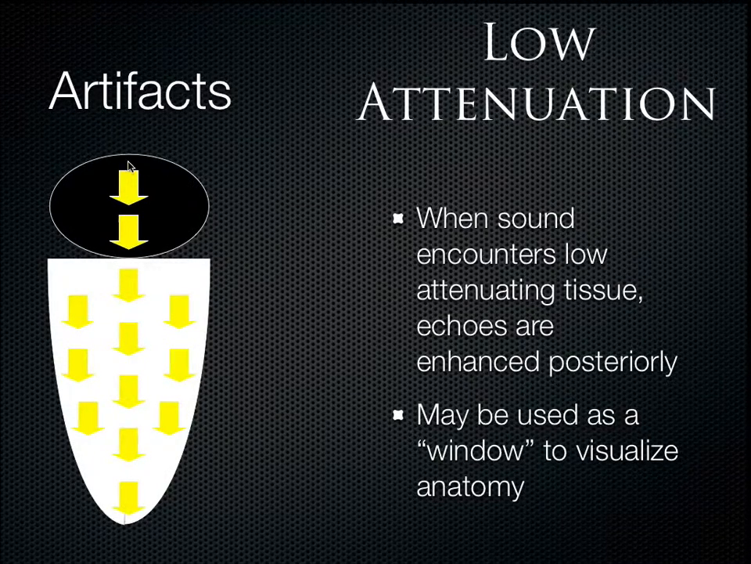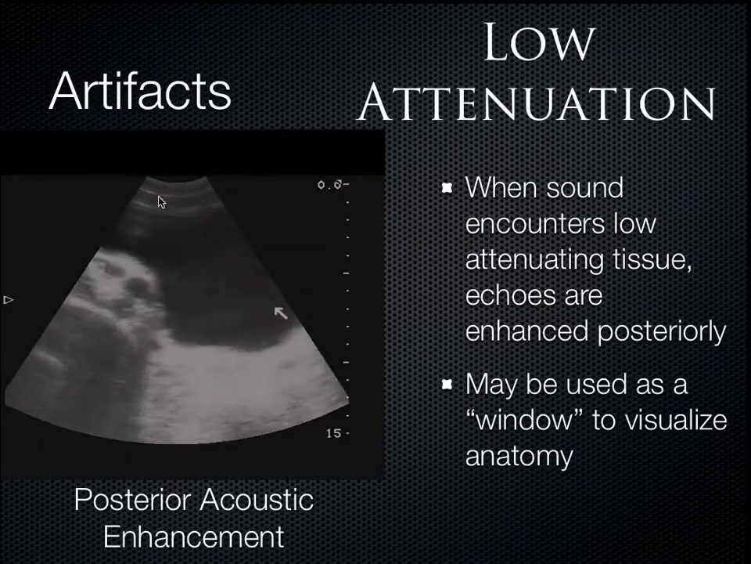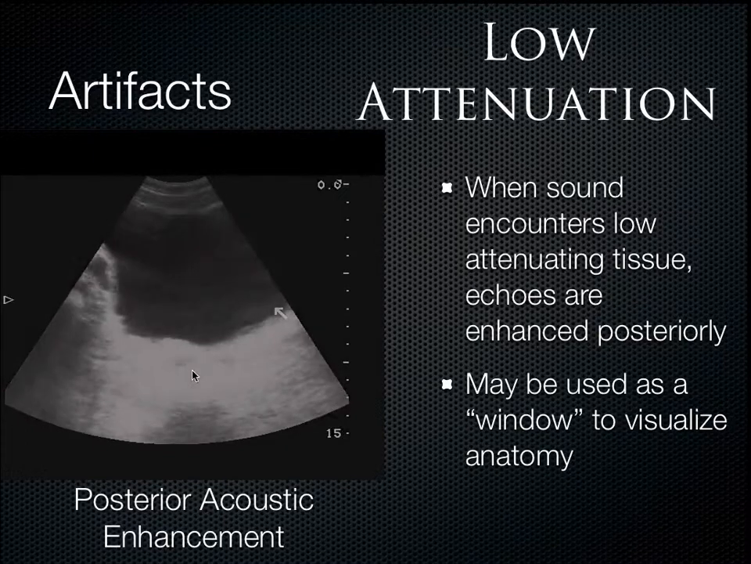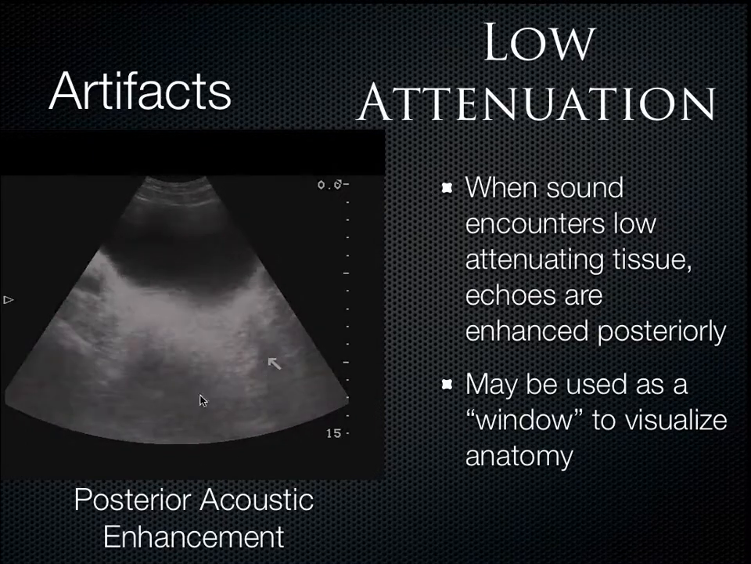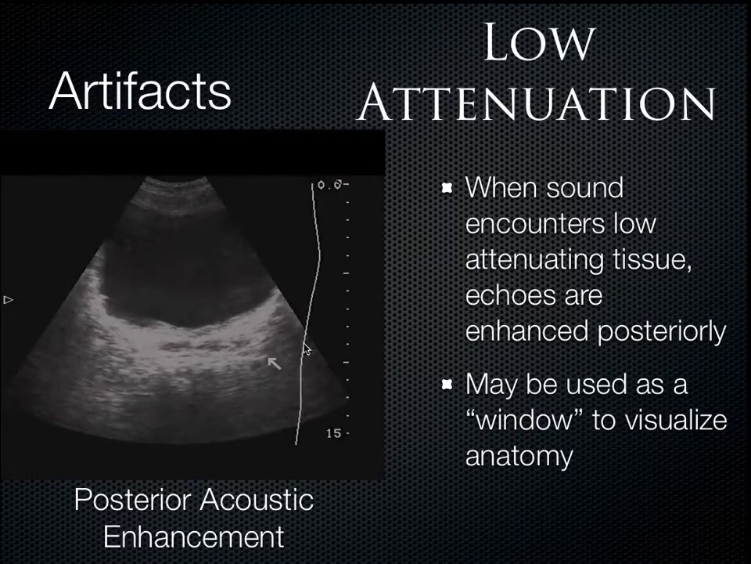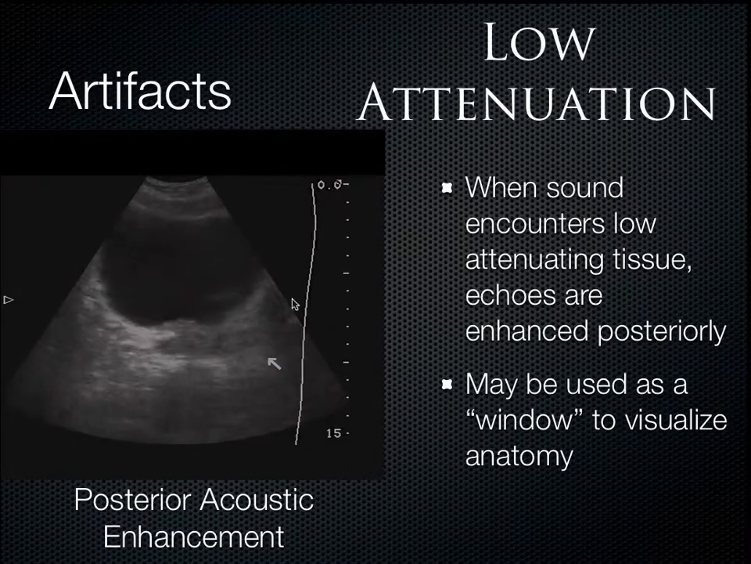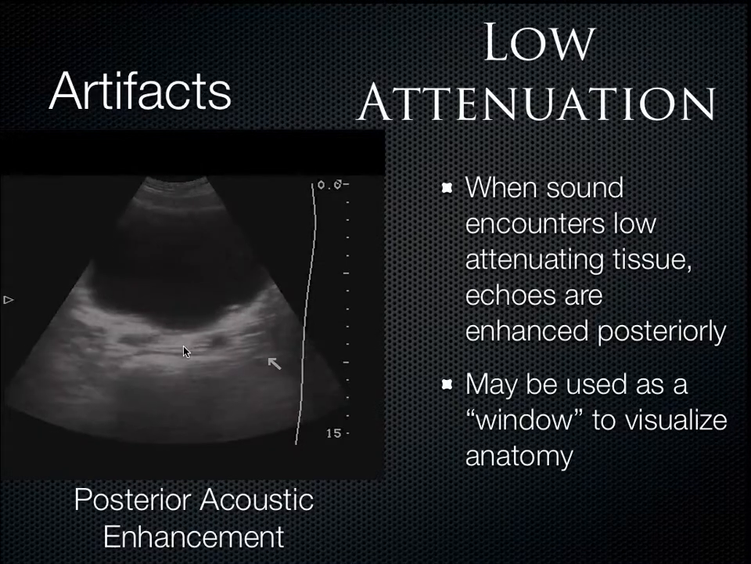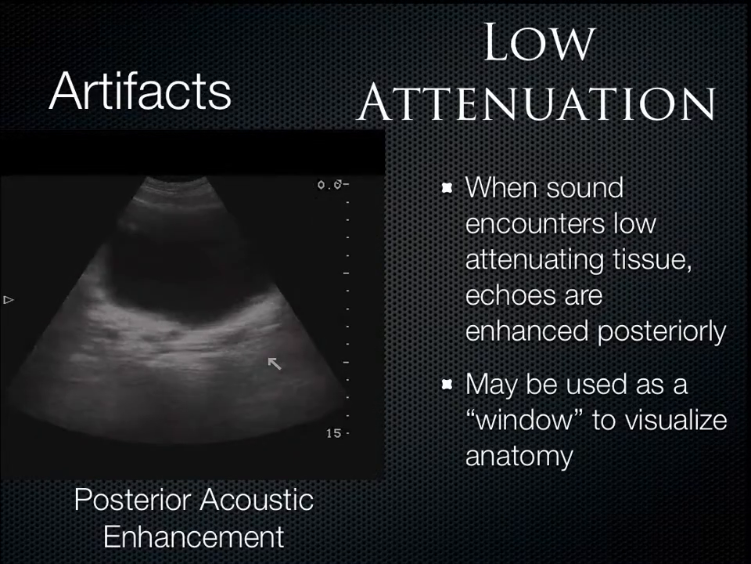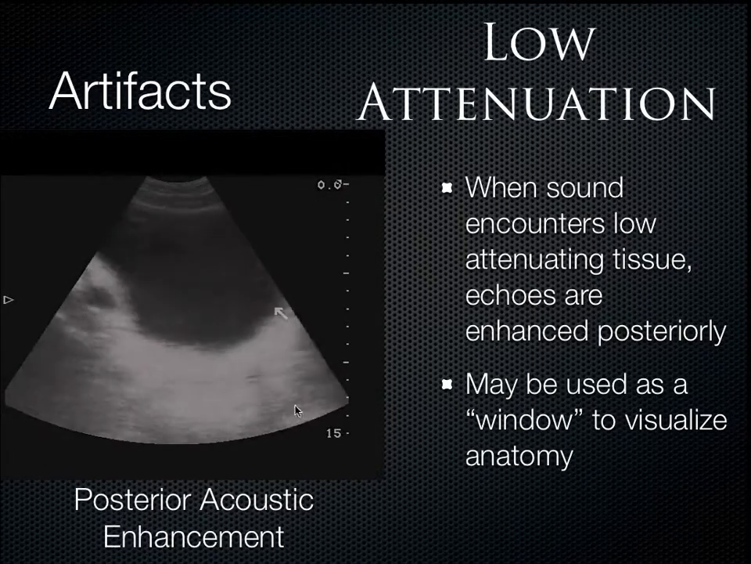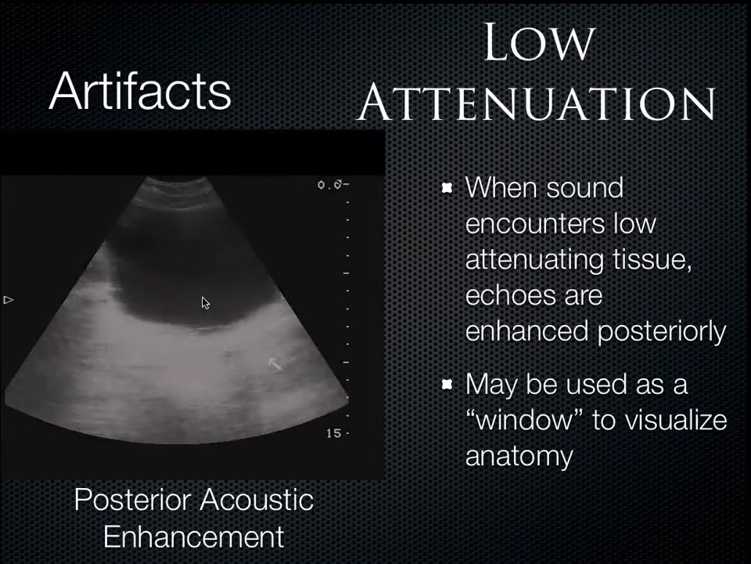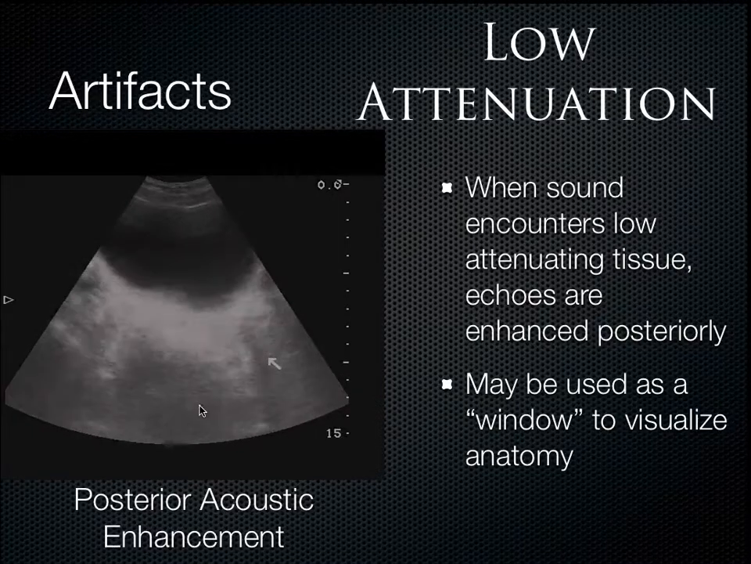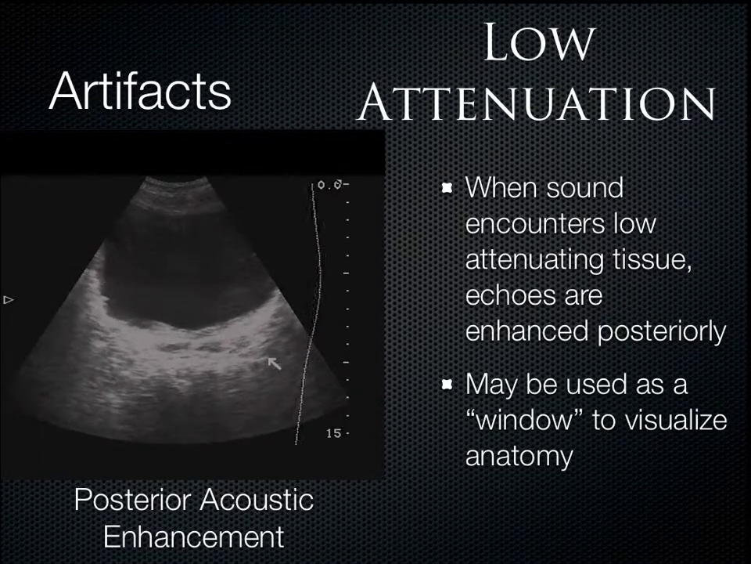Now, a low attenuating artifact is what sound loves to travel through. So sound travels through the bladder, speeds up, and everything behind the bladder becomes hyperechoic. We could see that here. Here's the low attenuating effect of the bladder. Everything back here is overgained or hyperechoic. In fact, we could miss a wedge of free fluid unless we turn down the gain, which is why you want to turn down that far field gain whenever you're looking behind a low attenuating structure such as the gallbladder. We call that posterior acoustic enhancement.